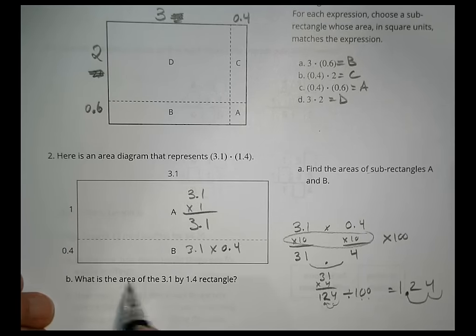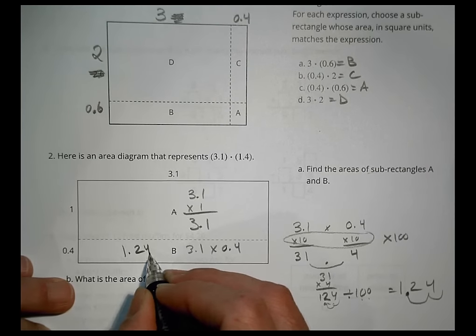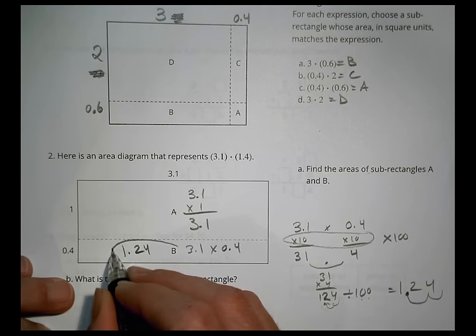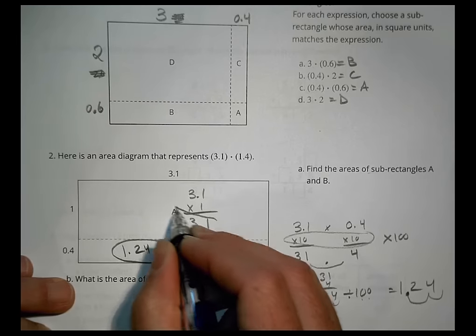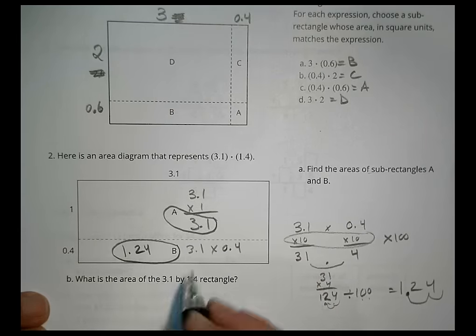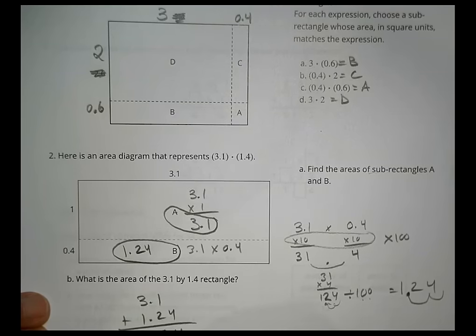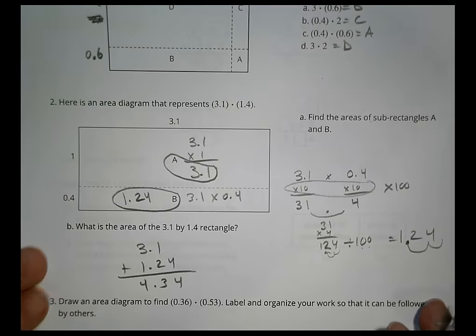So what is the area of the whole thing? Like we did there, this part right here is 1.24. That's B, is 1.24. A is 3.1. So the area of all of it is to combine those up. We have 3.1 plus 1.24, so we end up with 4.34 as the total area, which is not on the screen.